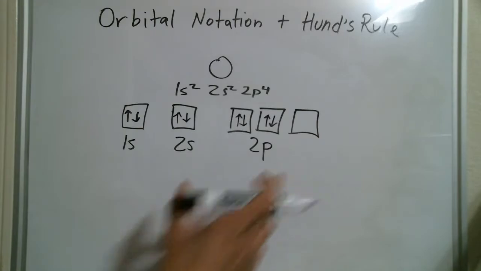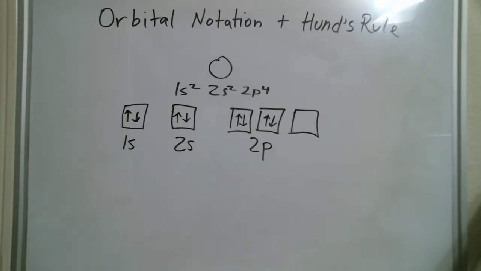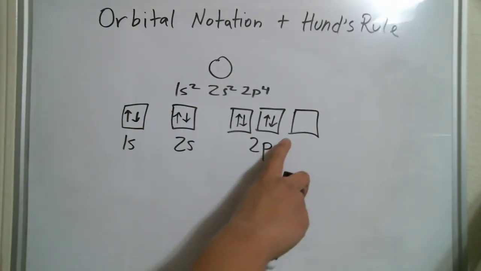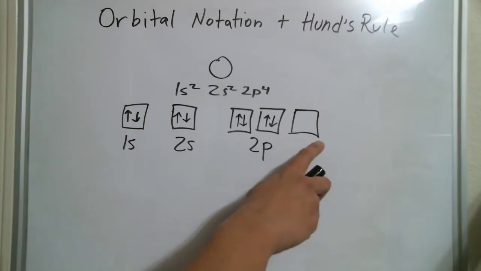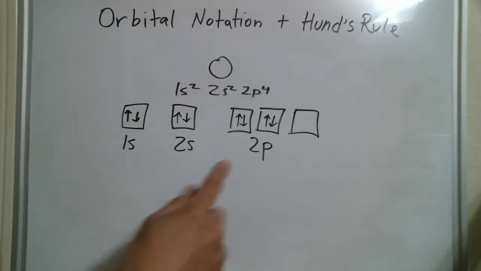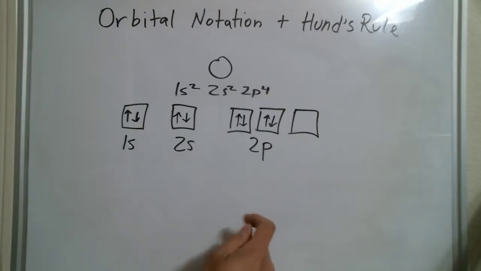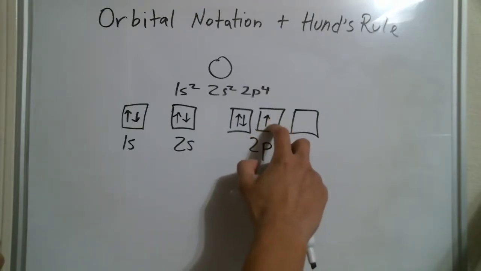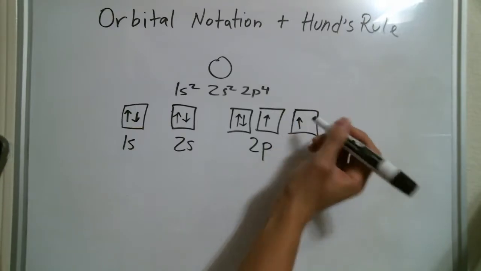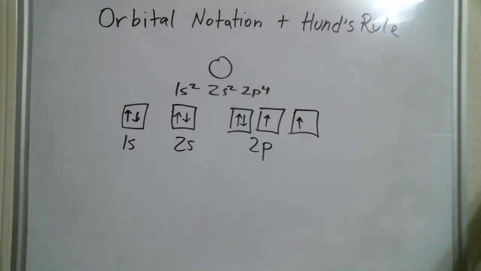But as you can see in the 2p sublevel, there's one orbital that is not filled with anything. This is where Hund's rule comes in. Hund's rule states that if there's an empty orbital like this one, an electron would prefer to be in this empty orbital before pairing up with another electron. So this electron right here will actually want to be here instead. So this is the proper way of writing the orbital notation for oxygen.